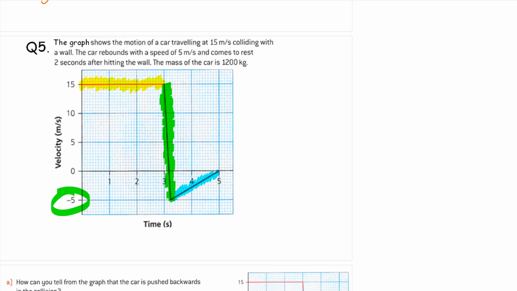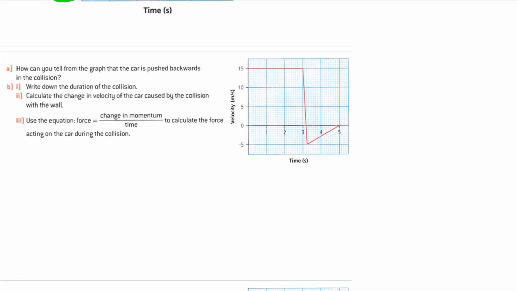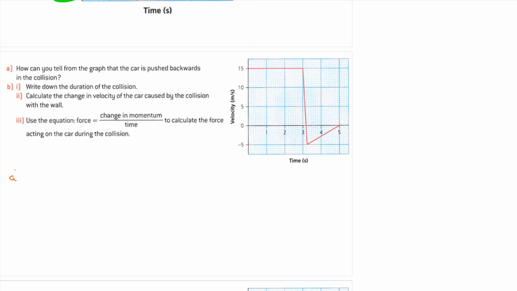I hope that you understand the start of this question. So, question 8. How can you tell from the graph that the car is pushed backwards? The velocity has a negative value. Okay.